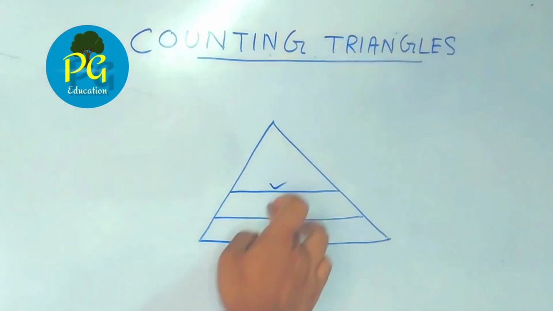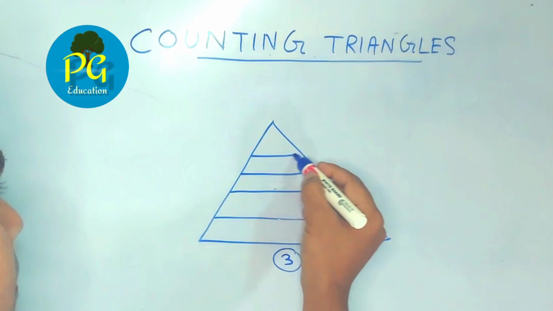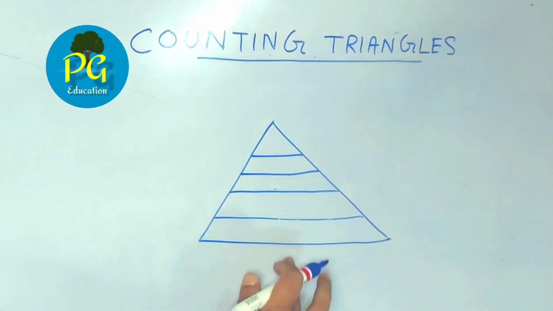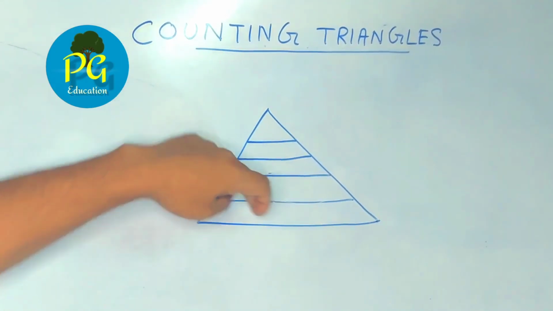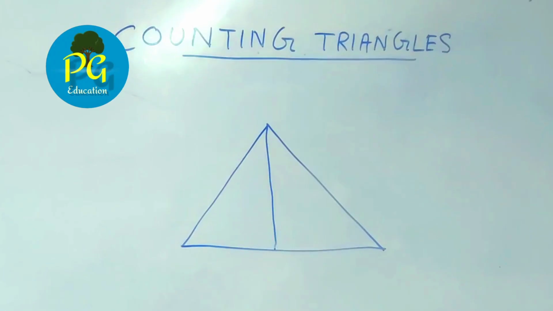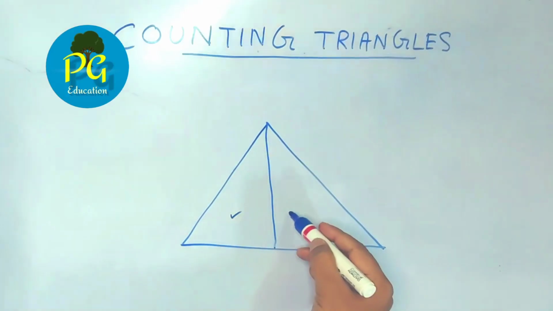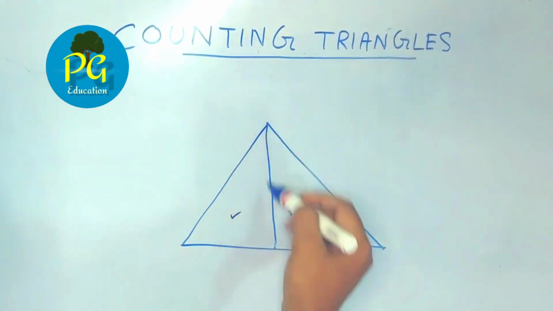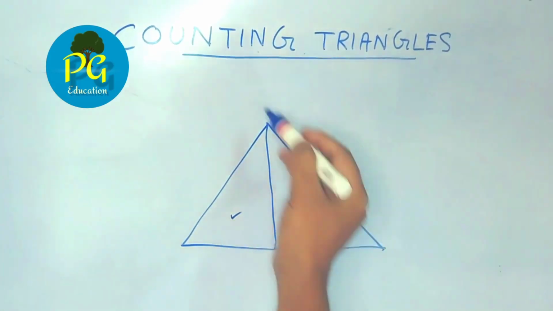If I ask you how many triangles are there in this figure, you do not need to count the triangles. Just count the horizontal lines: 1, 2, 3, 4 and 5. So there are 5 triangles. Understood? Now if I ask you how many triangles are there in this figure, you can count 1, then 2, this is one triangle, this is the second triangle, and this is the third triangle.